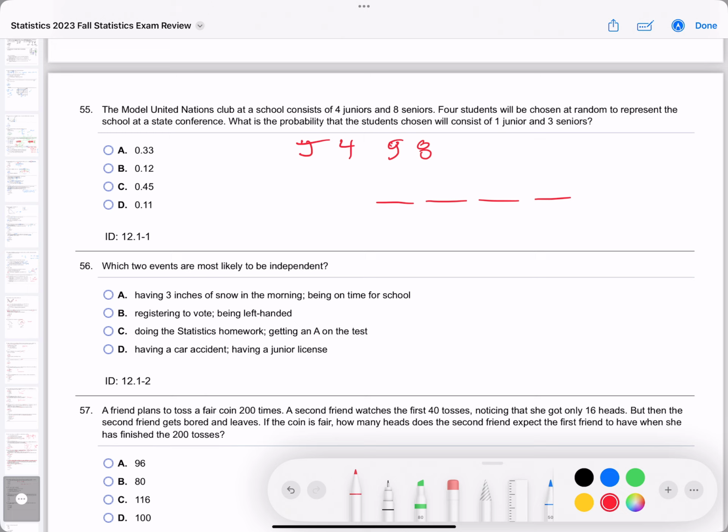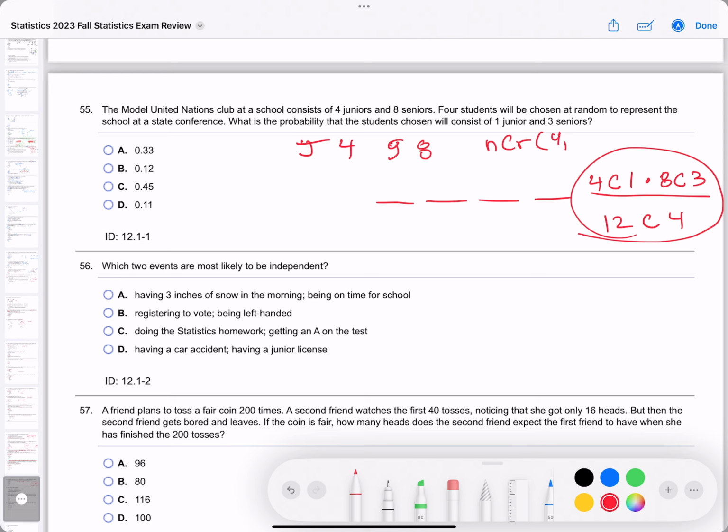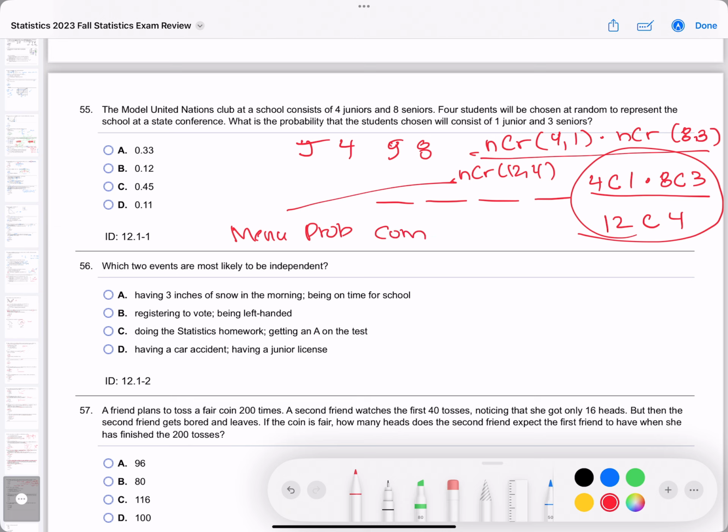I have 4 juniors choose 1 times 8 seniors choose 3, and I have a total of 12 choose 4. So if you put this into your calculator, you can do nCr 4, 1 times nCr 8, 3 divided by nCr 12, 4. That's going to be the answer. The nCr, by the way, remember, is under menu, probability, combinations, or you can type in nCr. And the answer for this is 45%.